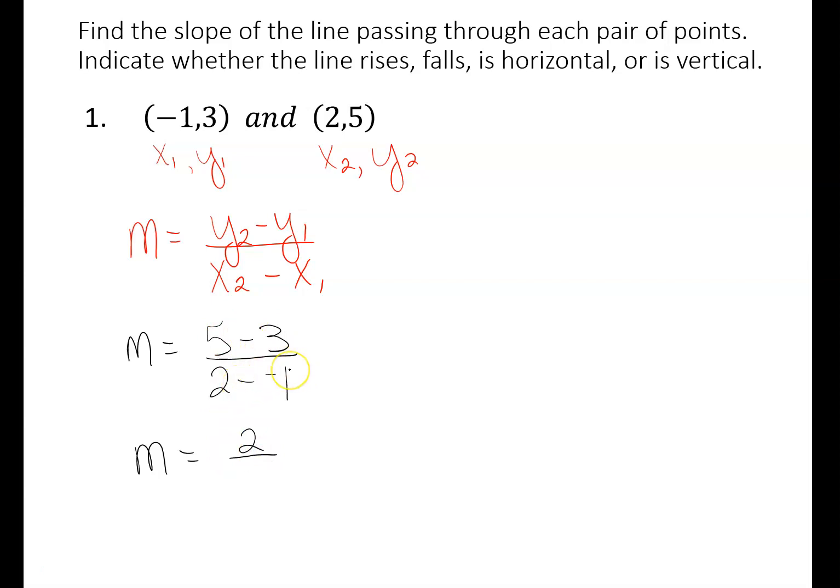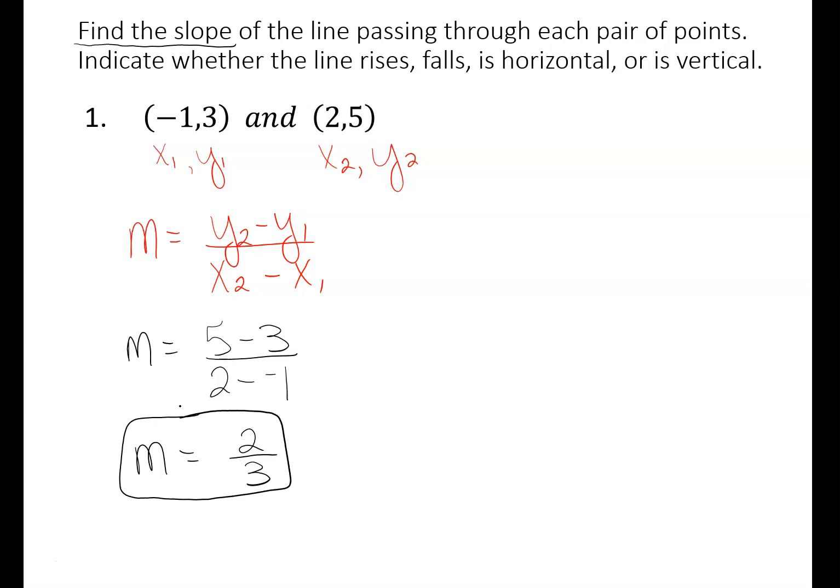And 2 minus negative 1 is the same as 2 plus 1. So that would be 3. And that cannot simplify any further. Always simplify as far as you can, but 2/3 cannot simplify, so that is my slope. I've answered this part of the question. Find the slope. The slope is 2/3. We'll go ahead and box that in.